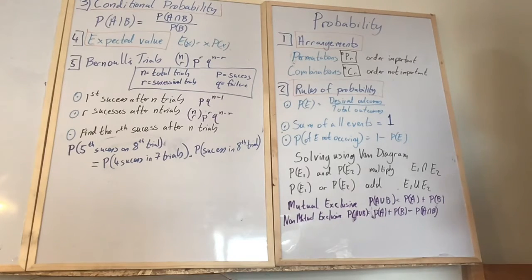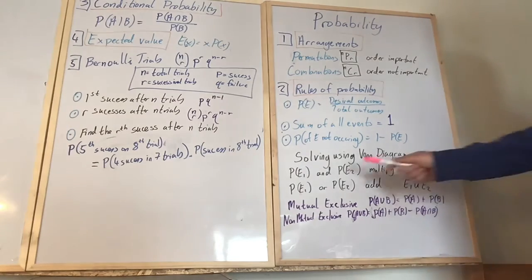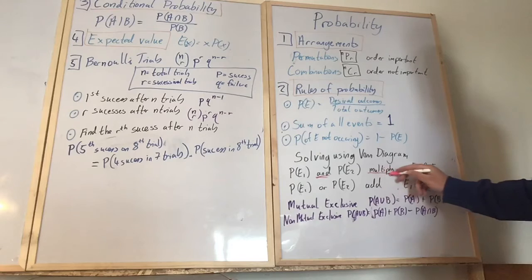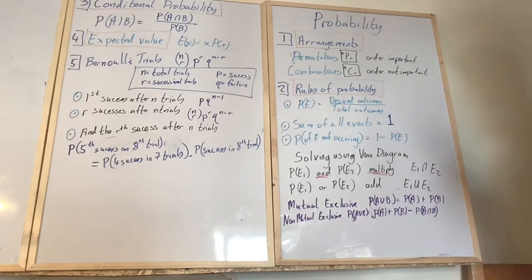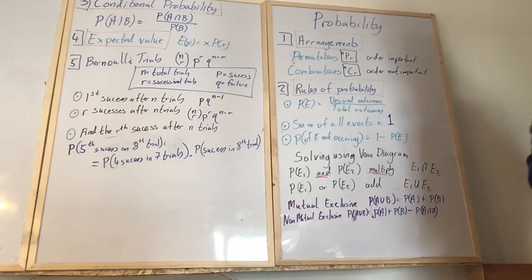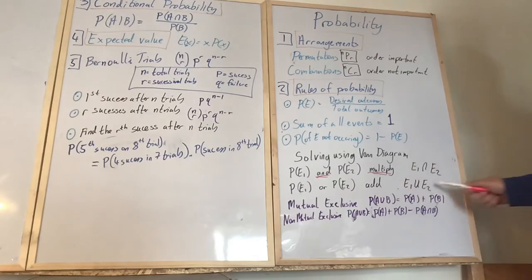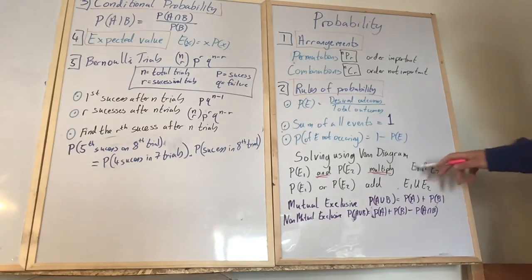So the probability of one event occurring and a probability of a second event occurring, we multiply the 2. So what's the probability of being born in December and on a Monday? Would be 1 over 12 multiplied by 1 over 7, which will be 1 over 84. So it's important to see the word and there. And represented on a Venn diagram is the intersection region. So something where 2 things are intersection, it's E1 intersection E2.